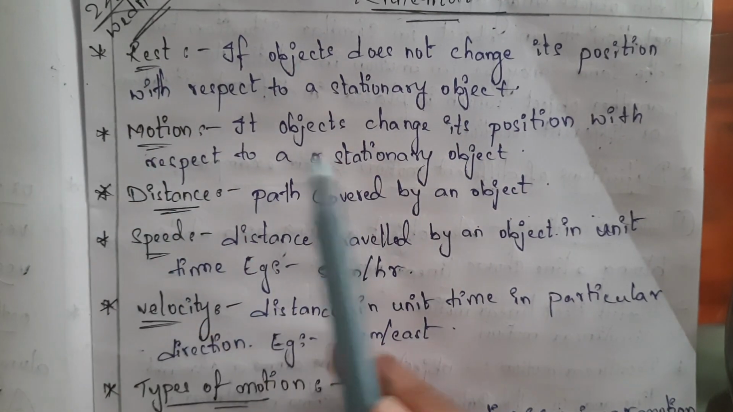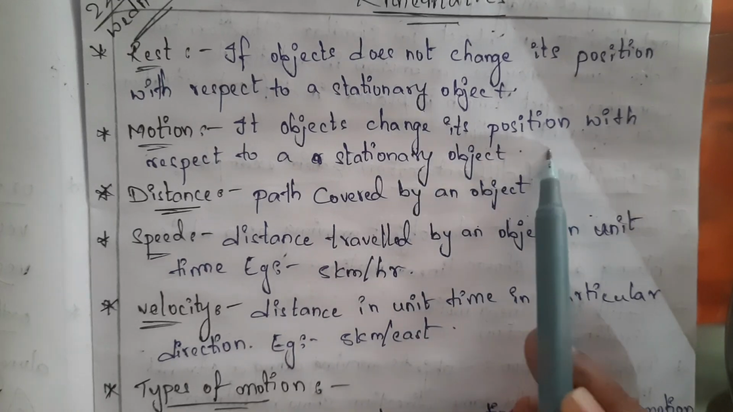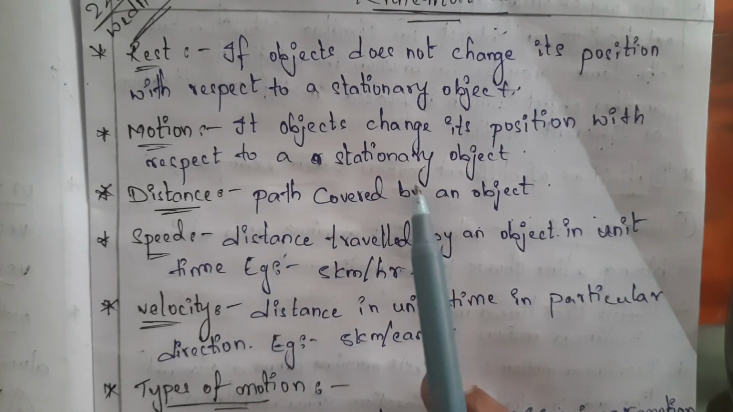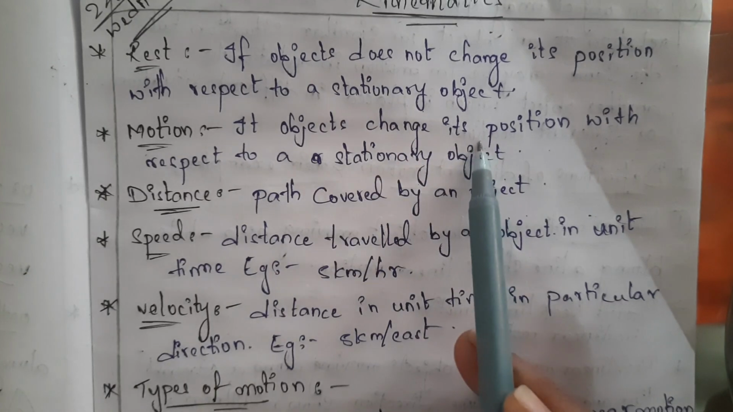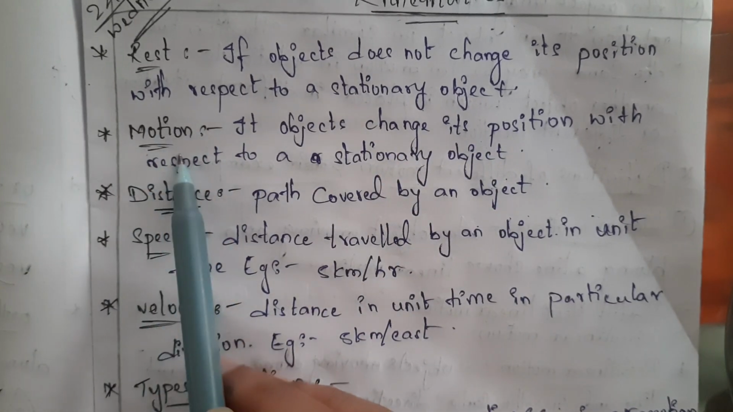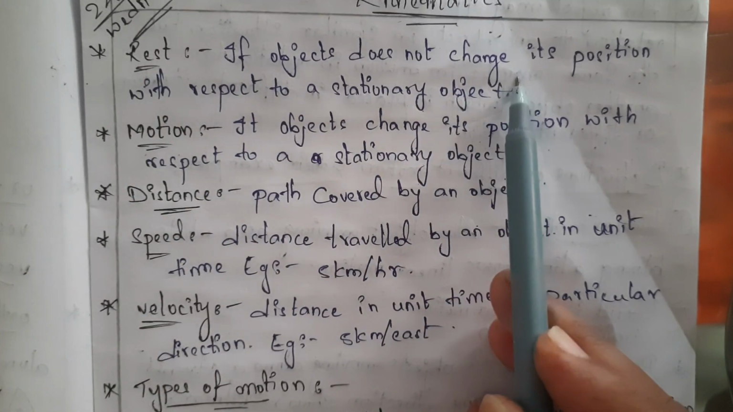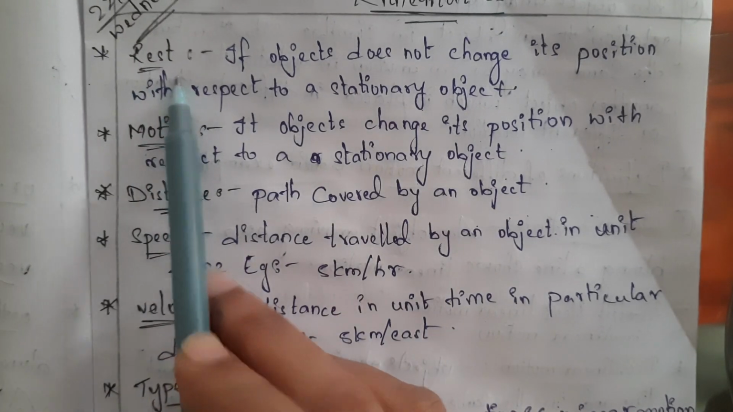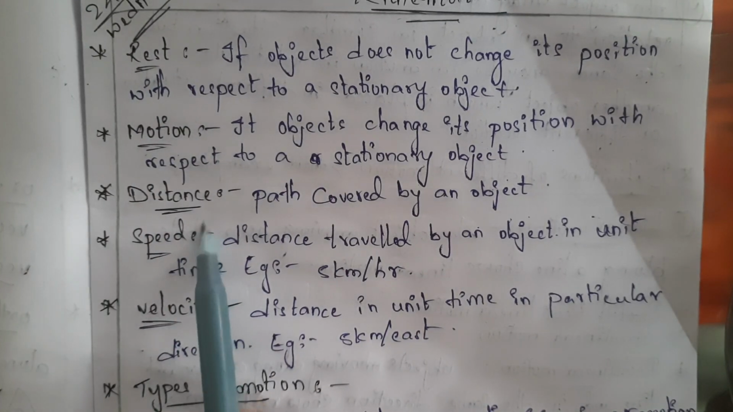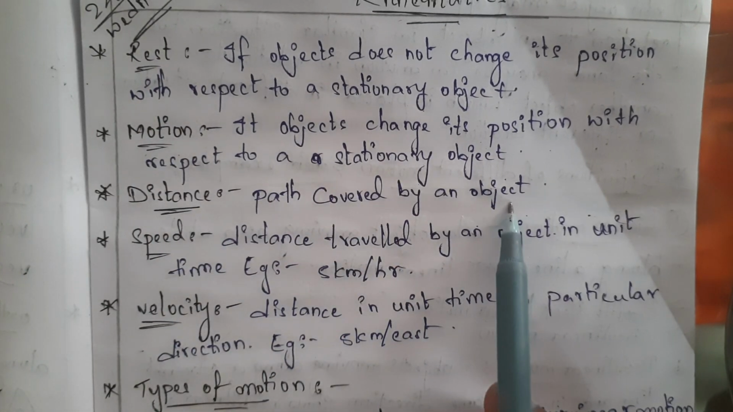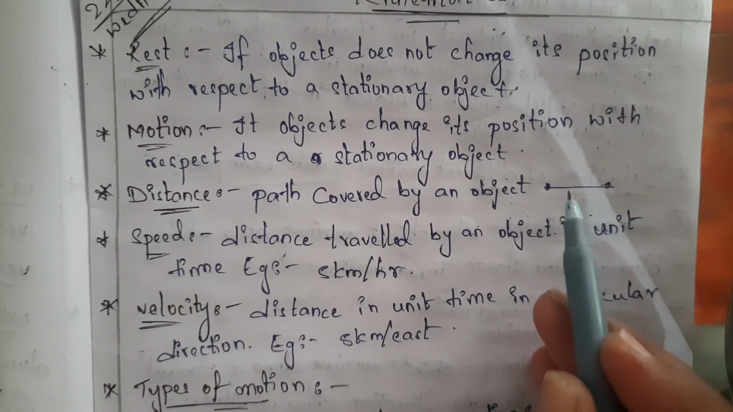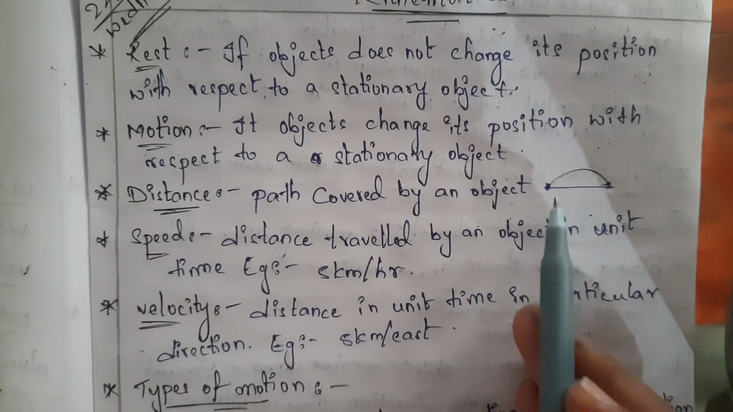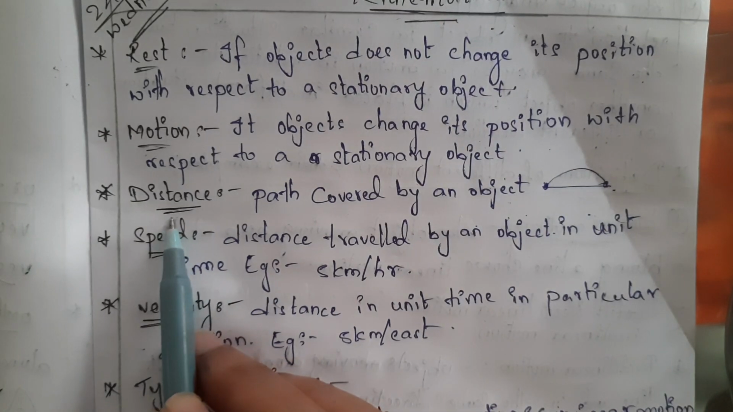Now motion. If the object changes its position with respect to a stationary object, we call the object to be in motion. If it is not changing its position, we call it to be at rest. What is distance? Distance is the path covered by an object. If an object is traveling from one point to another, this is called the path. The path traveled by an object is called distance.